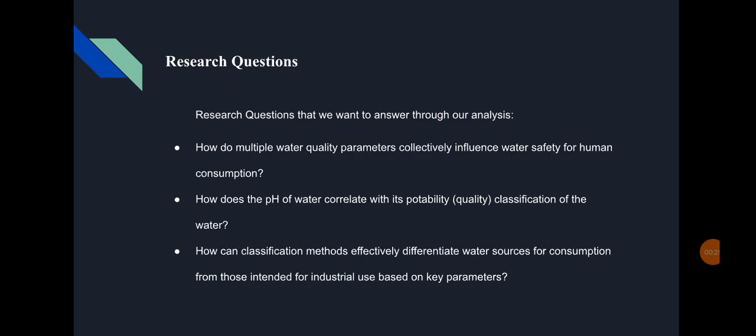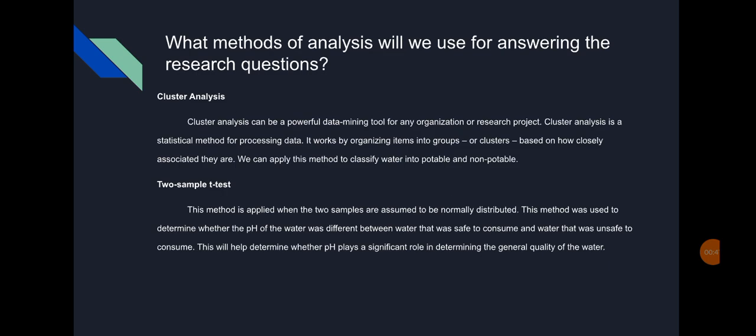The following are the research questions that we will be answering throughout our analysis. How do multiple water quality parameters collectively influence water safety for human consumption? How does the pH of water correlate with its potability classification? How can classification methods effectively differentiate water sources for consumption from those intended for industrial use based on key parameters?